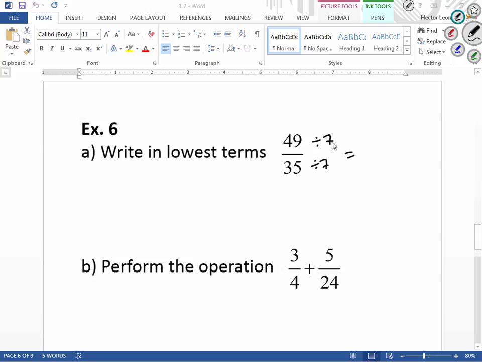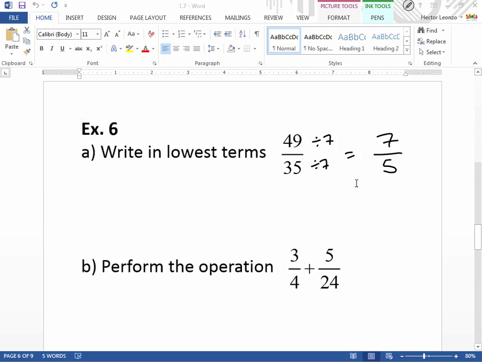So I know 49 divided by 7 is 7. 35 divided by 7 is 5. If you can still do another division, if you can divide top and bottom by another thing to make your numbers even smaller, then do so. But in this case, we cannot, so 7 over 5 is the same thing.